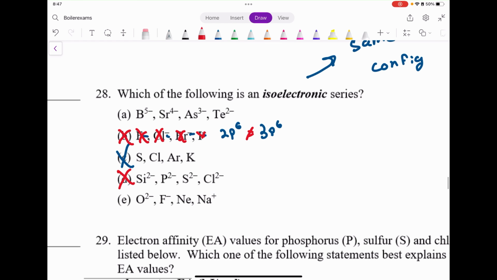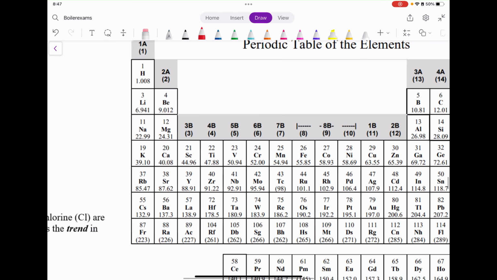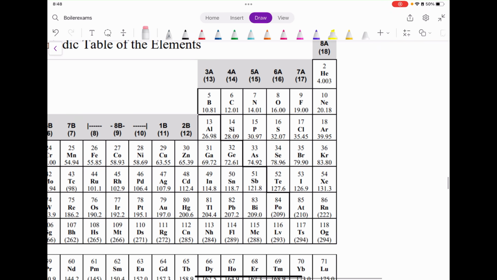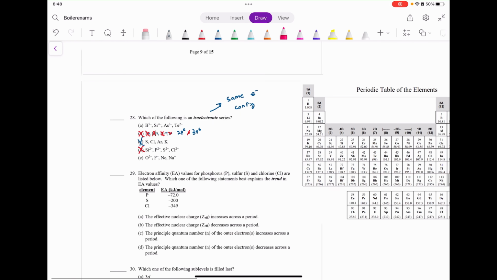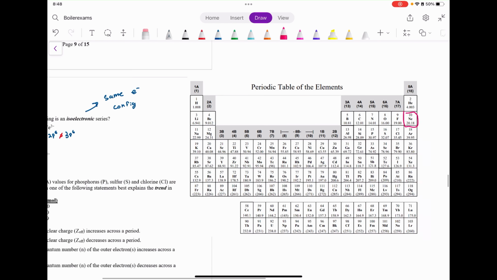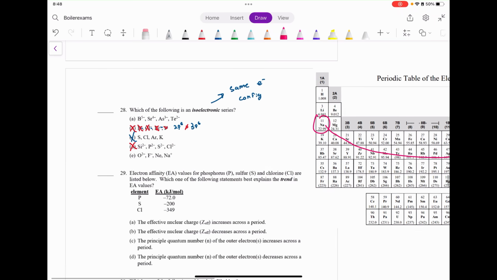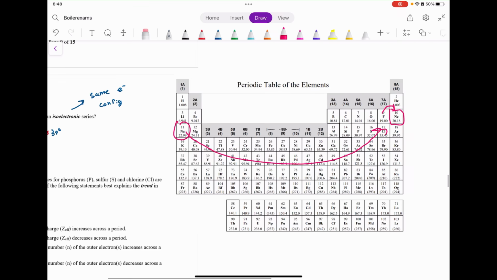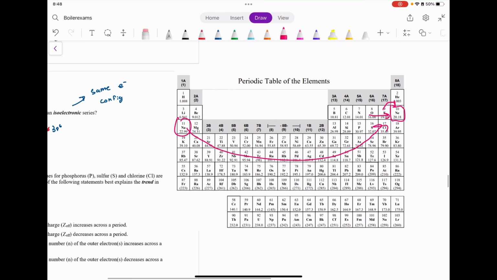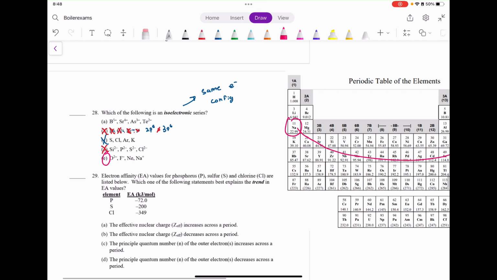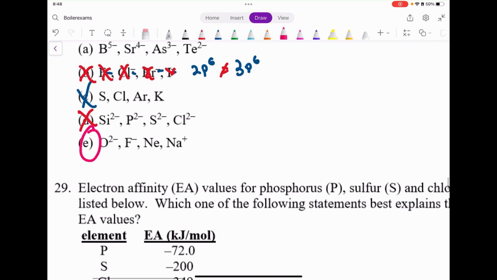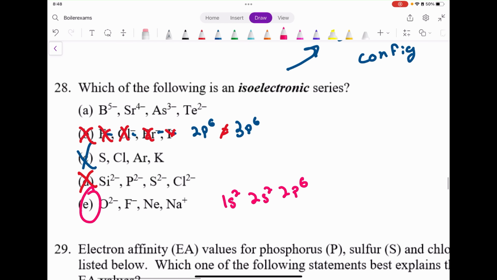And just from memory, E looks like a great choice because we have neutral neon, and I notice we also have sodium 1+. So if you take the electron configuration of a sodium and take away an electron, it'll give you the electron configuration of neon. If you add 1 to fluorine, it'll get you the electron configuration of neon. And then if you add 2 to oxygen, it'll get you there. So E looks like the right choice. You can fact check this if you want. Every single one of these atoms has a 1s2, 2s2, 2p6 configuration.